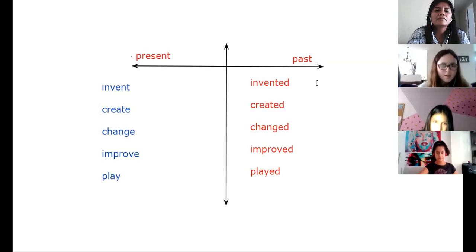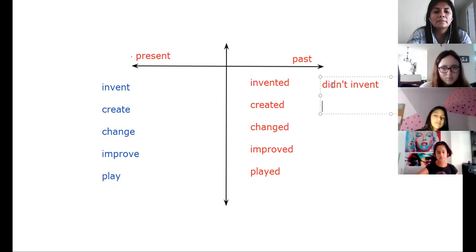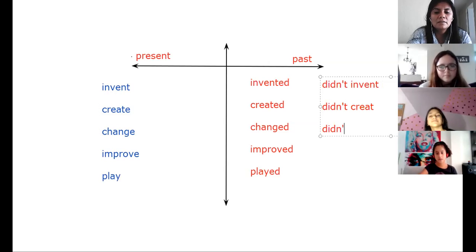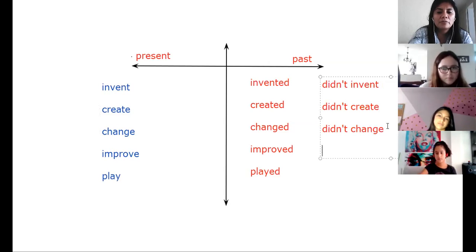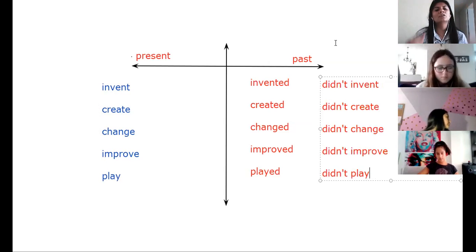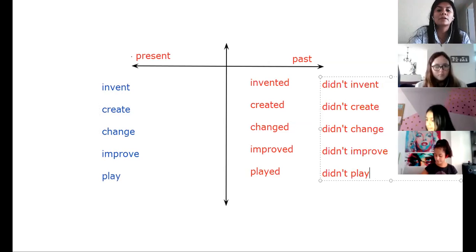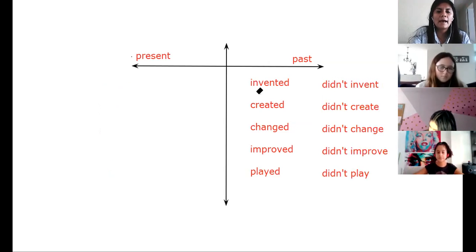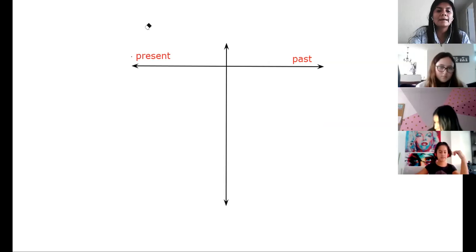What could it be in negative? From invent: did not invent. Aha, didn't invent or did not invent. Create: didn't create. Change: didn't change. Aha, sorry, create, I missed the letter E. Okay, for improve: didn't improve. Okay, for play: didn't play. Oh, I'm sorry. Excellent. So this is the chart that you created today for the regular verbs. Didn't play. Very good. So now let's practice with the irregulars.